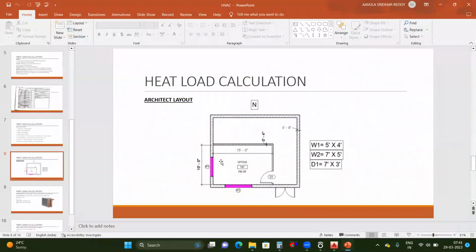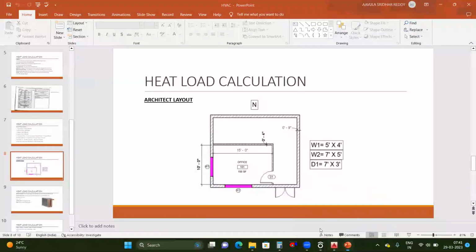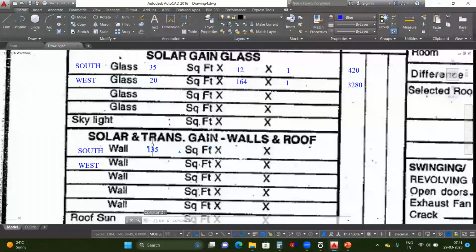And next, the west side wall. For the west side wall, the length of the wall is 10 feet, and we multiply it with the height of the wall, that is 9. So that will be 10 multiplied by 9, which is 90. So we'll enter the 90 here.